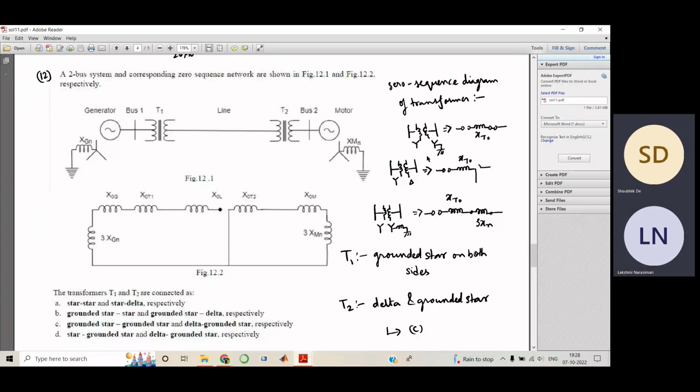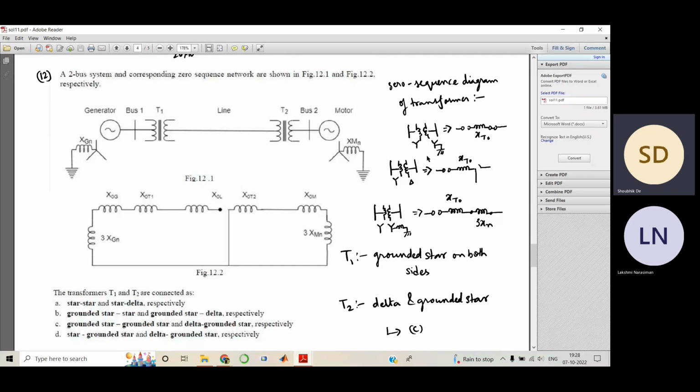How does star or star delta affect it? In a nutshell, it affects the severity of the fault, how large your fault current would be. To protect your system, you try to add more and more impedances to reduce the fault current level.